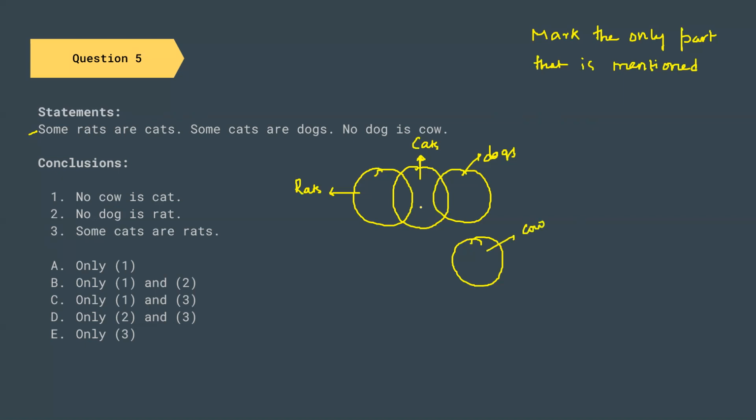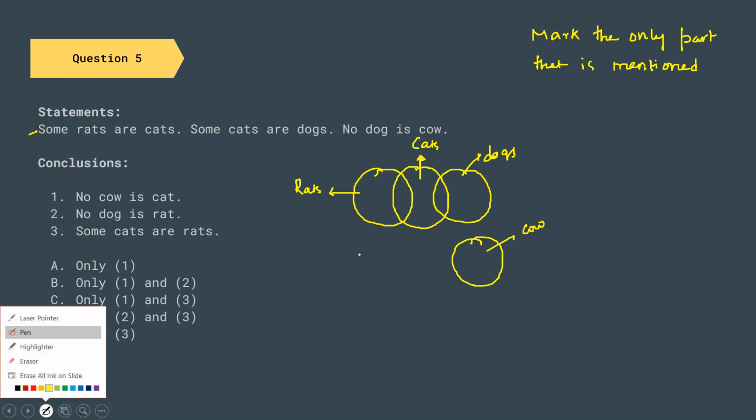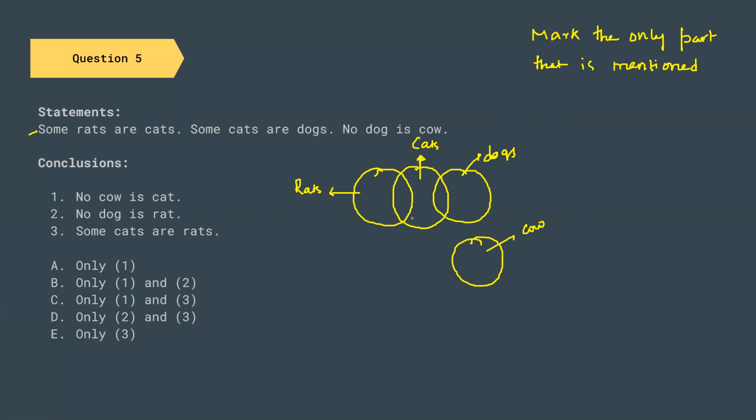Now there are a few things that you have to think about. Is there any overlap between cat and dog? I'm not sure of that, so I'm not marking it. Is there any overlapping between rats and cats? It is not mentioned in the question, so do not mark it. So, this is our final scenario.